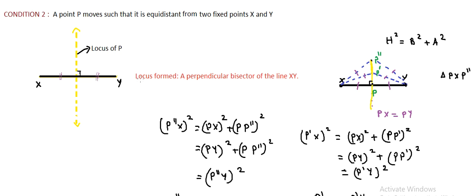So in the above two conditions, we found the locus in a graphical way. That is, we used the graphical method. We draw the picture and found the locus of the point. In the next problem, we will find the locus in another way, that is, through simplification.